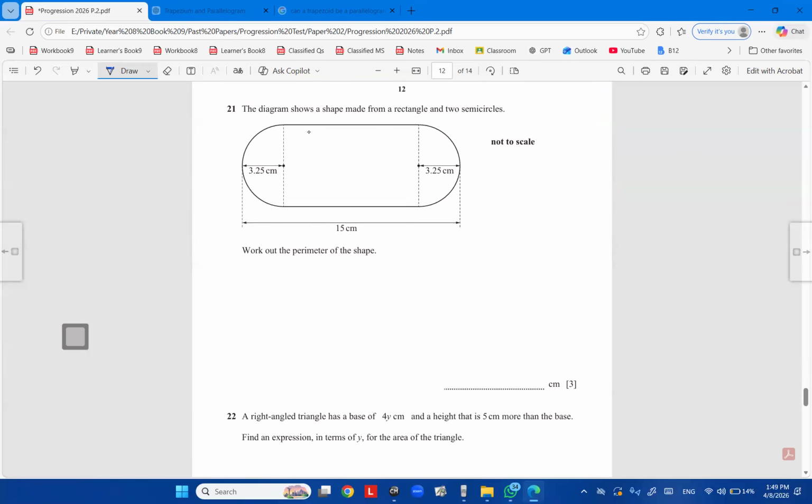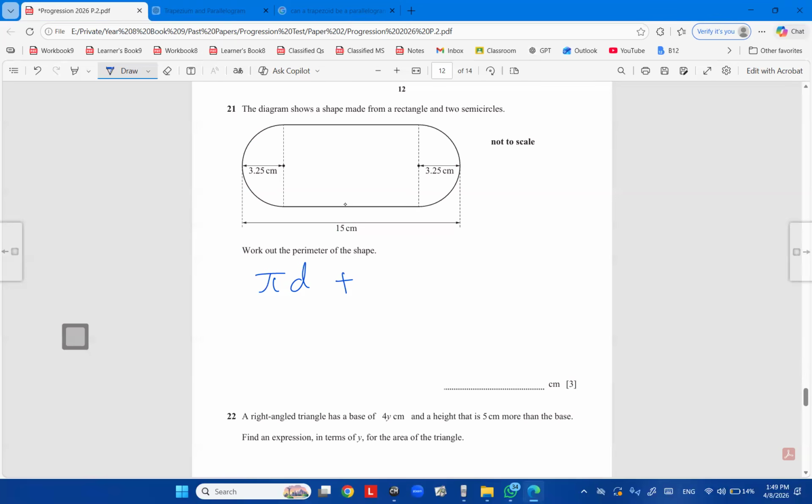Question 21. The diagram shows a shape made from a rectangle and 2 semicircles. They want you to work out the perimeter of the shape. Well, if you consider this semicircle, both of them have the same radius, so actually I'm going to consider them as one circle. I need to find the perimeter, which means that you need to find the circumference of the 2 semicircles, circumference of the one full circle, or perimeter of this curved arc and perimeter of the other arc. Anyway, I'm going to consider them both as one circle and find the length of the 2 arcs, which is pi d. So circumference equals pi d, pi times diameter.